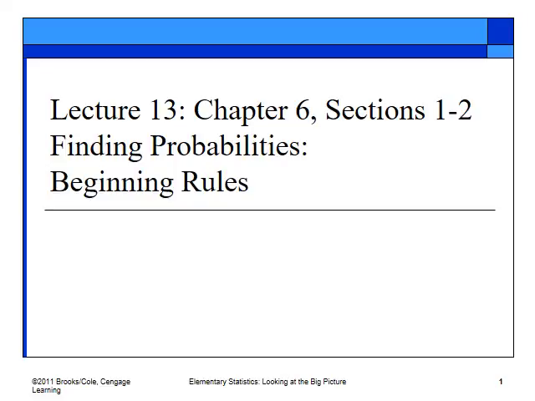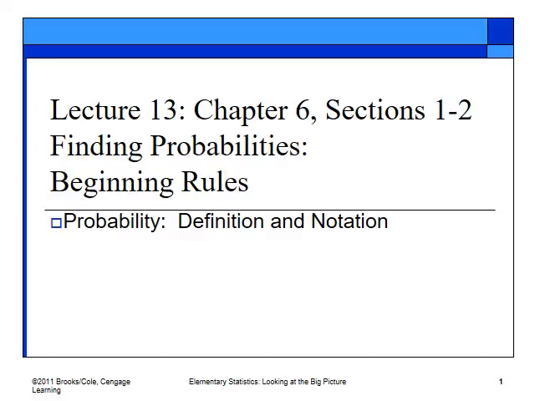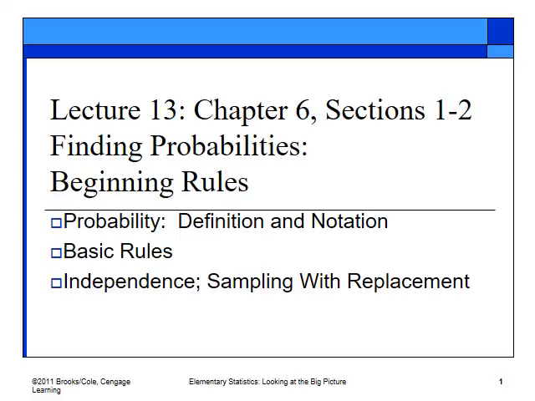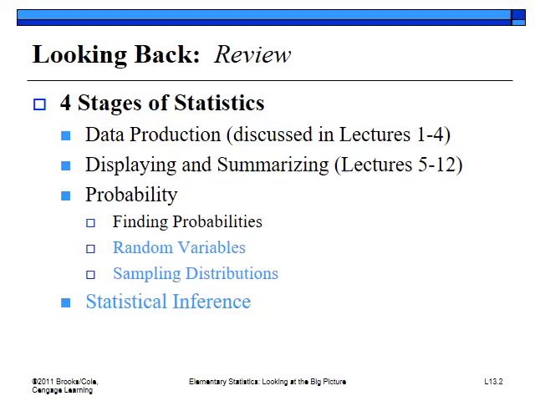This video covers section 1 and the first part of section 2 of chapter 6 about probabilities. We'll talk about definition and notation for probabilities, the basic rules of probabilities. We'll talk about independence and sampling with and without replacement, and we'll introduce the general OR rule. In the 4 stages of statistics, we're talking about probability, and in particular, finding probabilities.